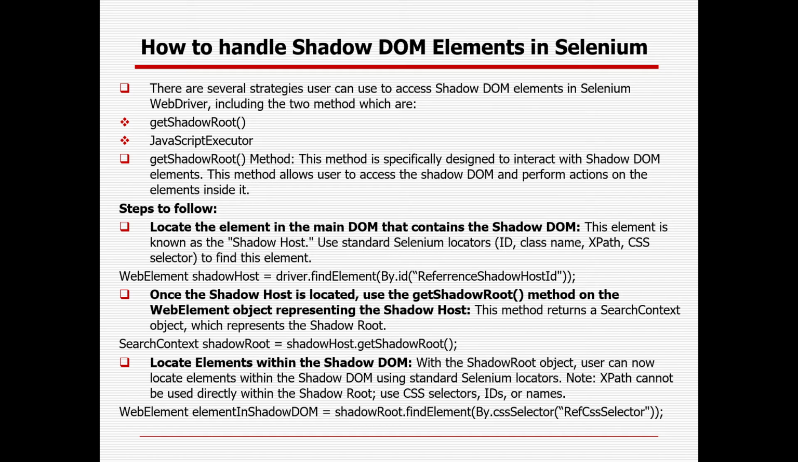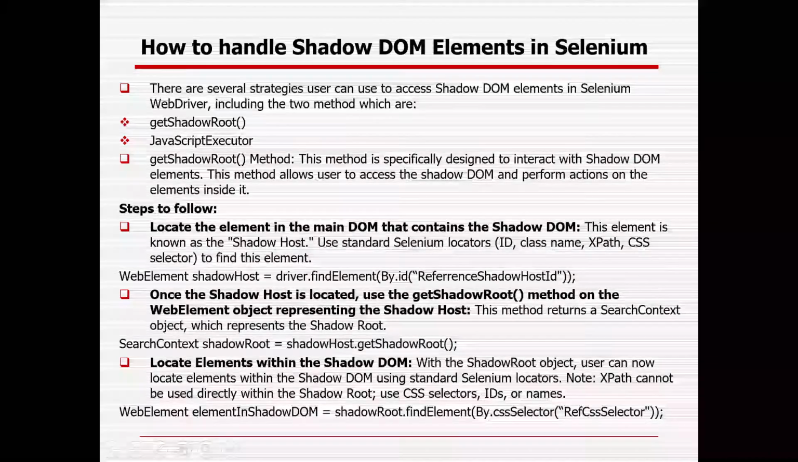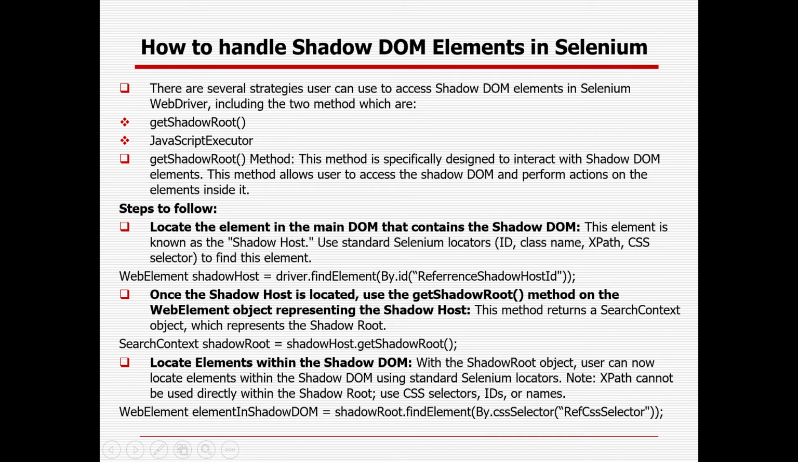What are the steps we need to follow? First, you need to locate the element in the main DOM that contains the shadow DOM. The element is known as the shadow host. Use a standard Selenium locator. It can be ID, class name, XPath, CSS selector, link text, partial link text, anything, to identify the element which is available in the main DOM that contains the shadow DOM. Okay, so we'll create that shadow host first. Once the shadow host is located, we need to use the getShadowRoot method on the web element object representing the shadow host.